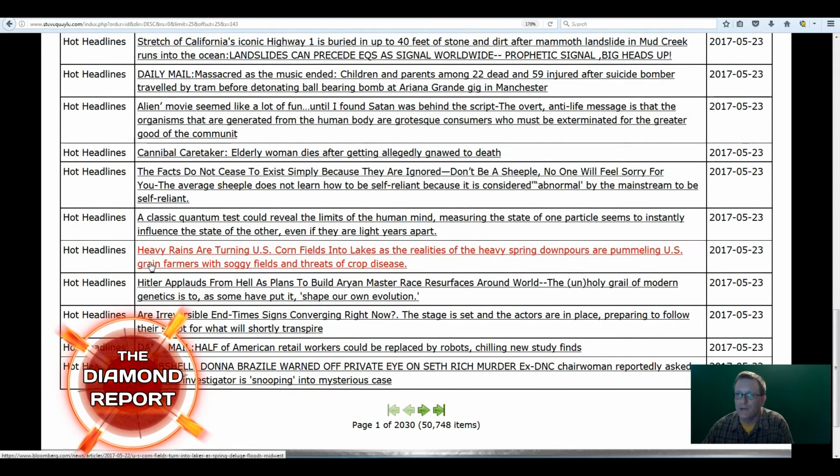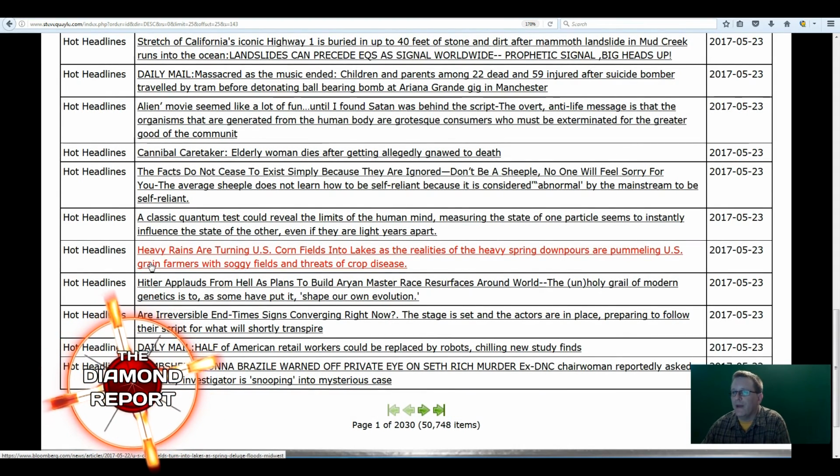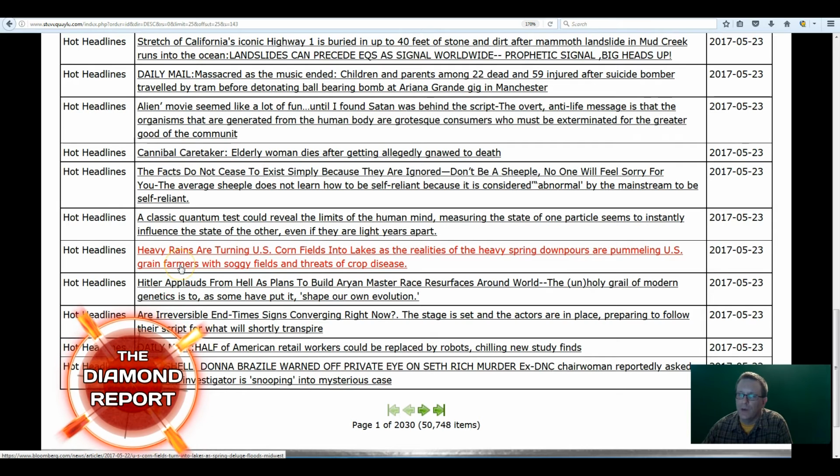Heavy rains are turning U.S. cornfields into lakes as the realities of the heavy spring downpours are pummeling U.S. grain farmers with soggy fields and threats of crop disease. It's on Bloomberg. And what do you suppose would be causing all of the flooding?